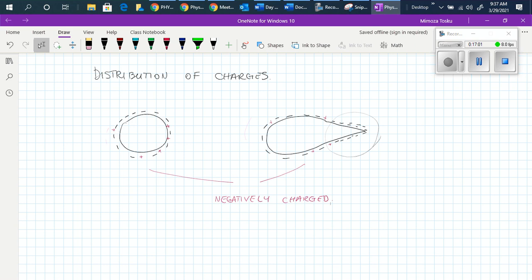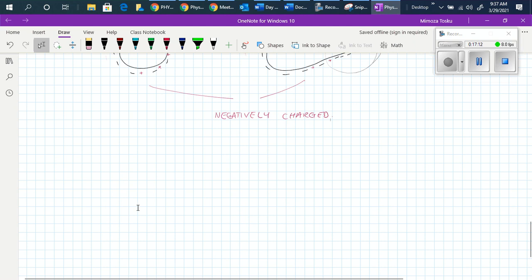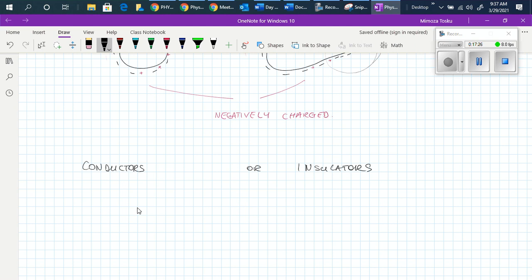Now we have two types of nature of objects: objects may be conductors or insulators. When they are conductors, the charges can move freely. And when they are insulators, the flow of charges is very difficult.